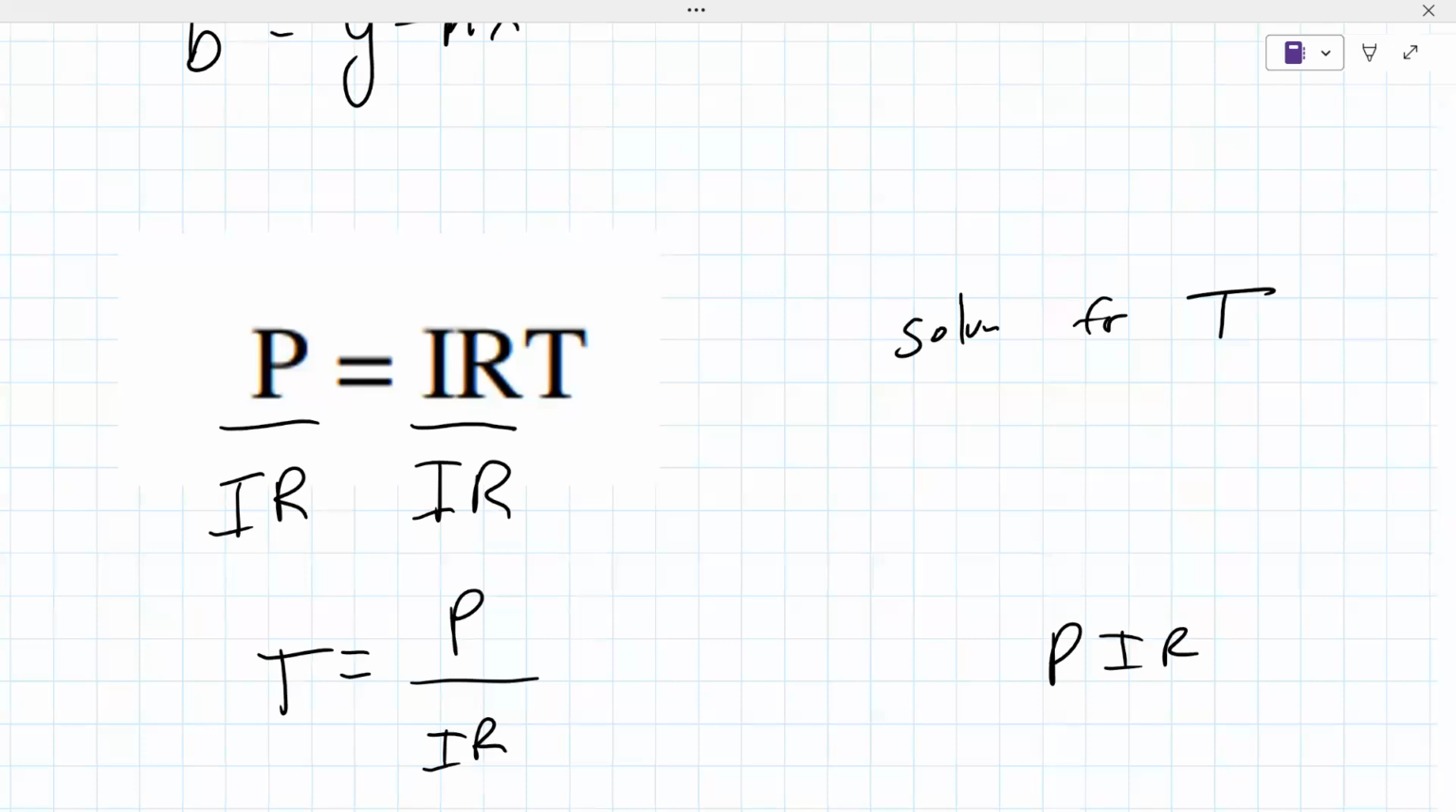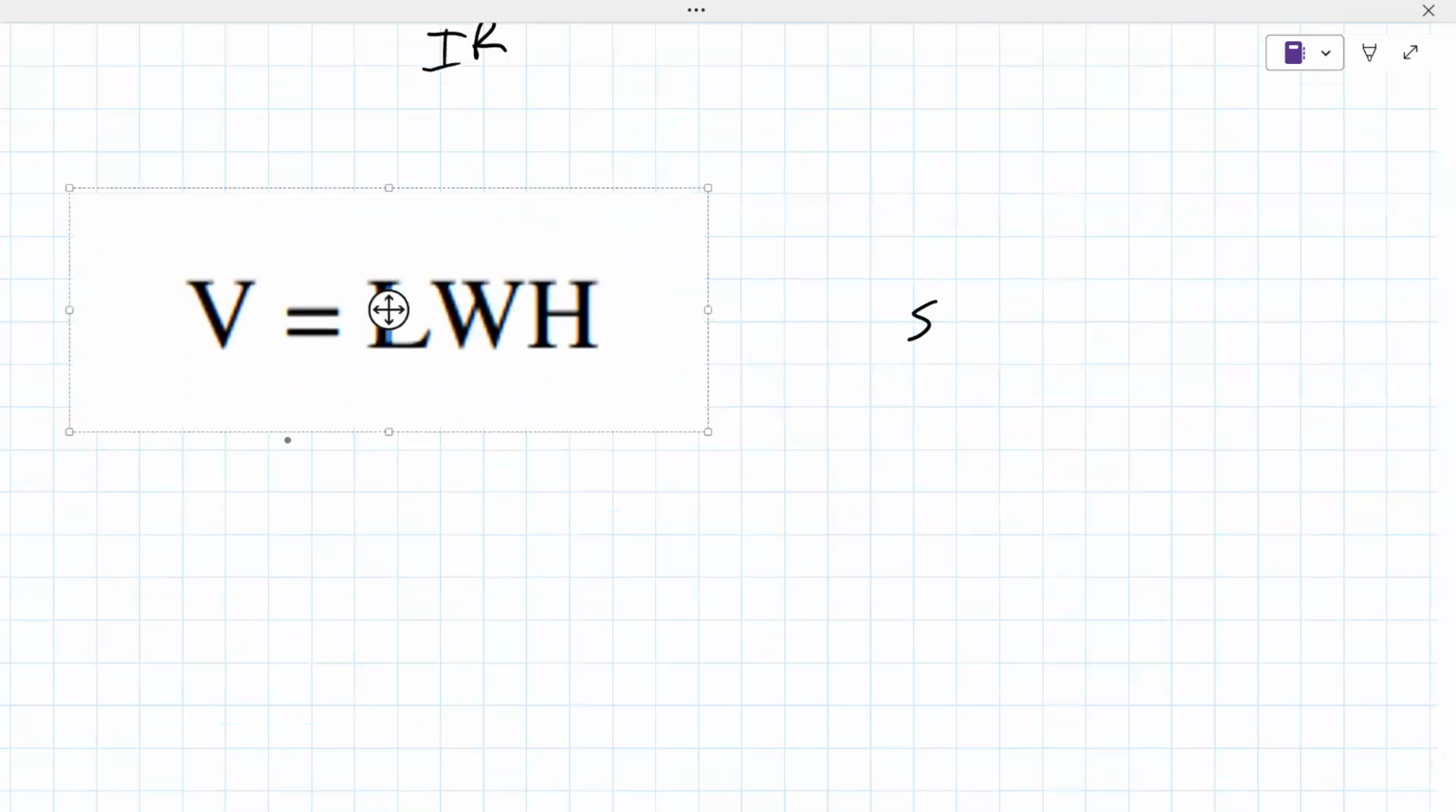All right, let's try another one here. Very similar. Okay, I want you to solve for L. I'm going to step away just 30 seconds or less. I will be right back this time though.